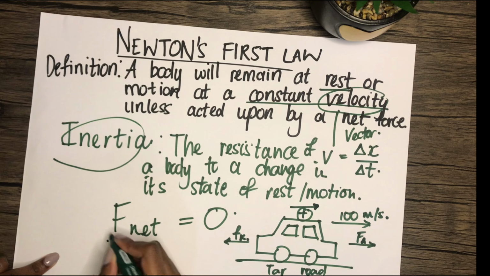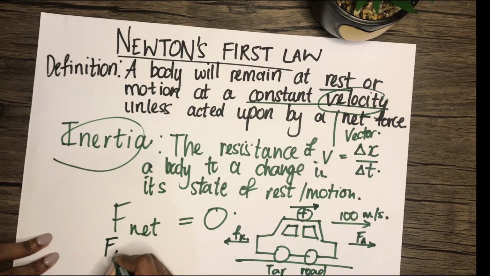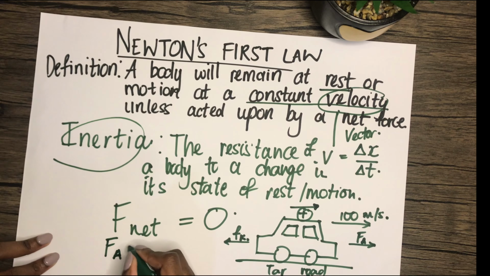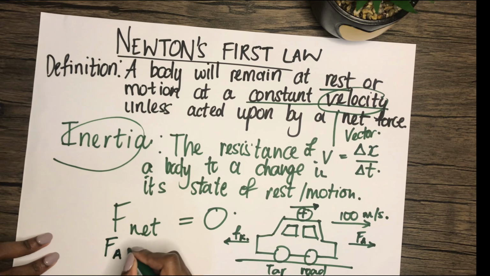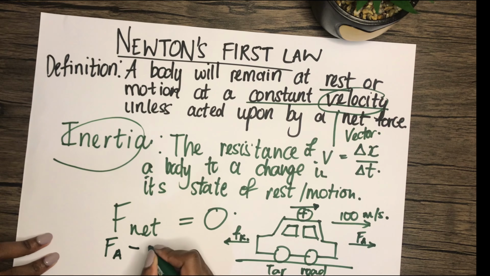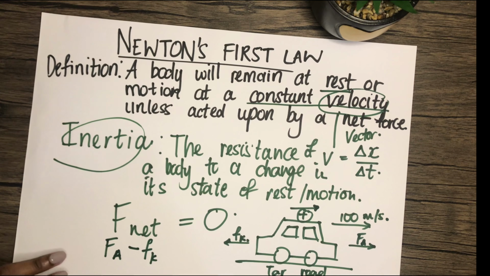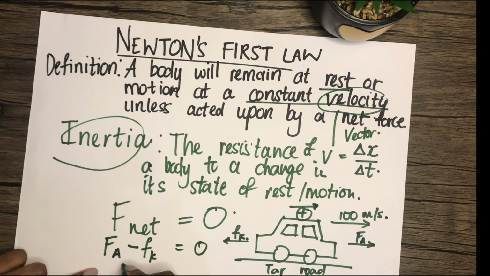So I'd have Fa in the positive direction. Force is also a vector, so it has magnitude and direction. So I'd have Fa in the positive direction and Fk in the negative direction. These two would be of equal magnitude but opposite directions. So you'd end up with something like this, right?